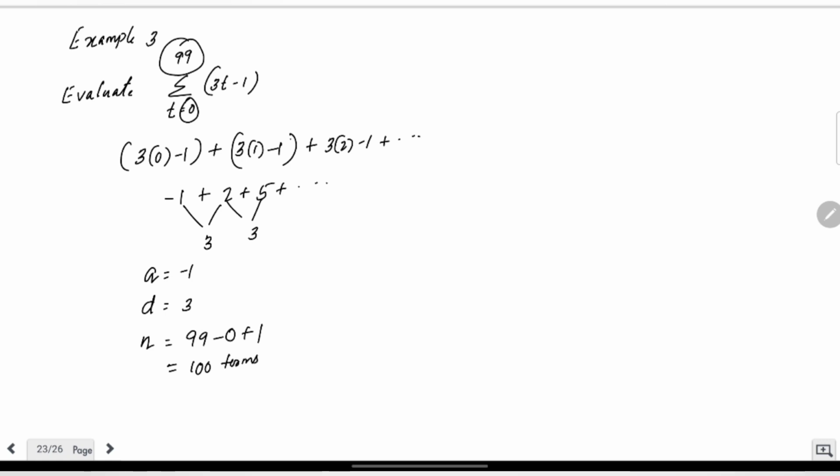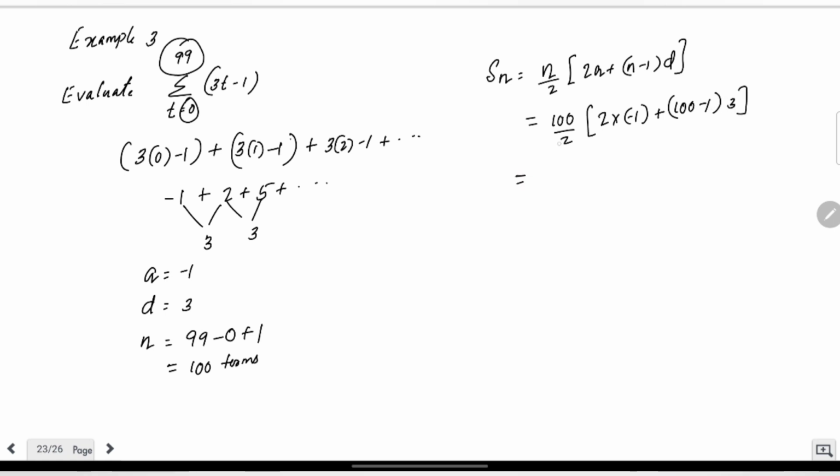Clear? Alright. Now since it's an arithmetic series, I'm using the formula Sn is equal to n divided by 2 times (2a plus (n minus 1)d). We did this formula already, so it's just a matter of substitution. n is 100, divided by 2, times (2 times minus 1 plus (100 minus 1) times d, which is 3). 100 divided by 2 is 50. 2 times minus 1 is minus 2, plus 99 times 3. That is 50 times (297 minus 2), which is 295. When you multiply, the answer is 14750. That is the final answer. So this is how we do this question.